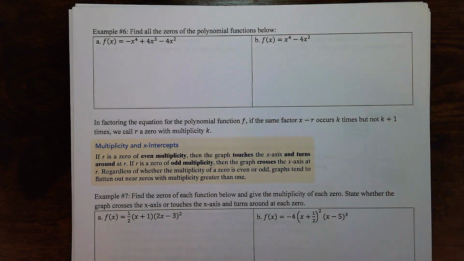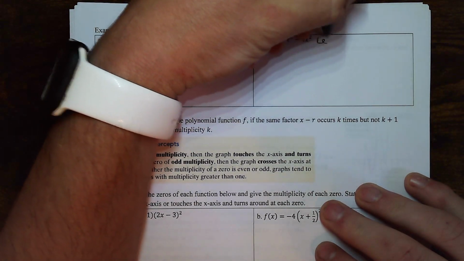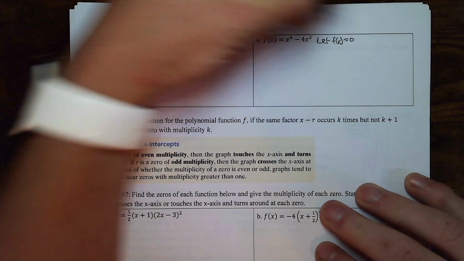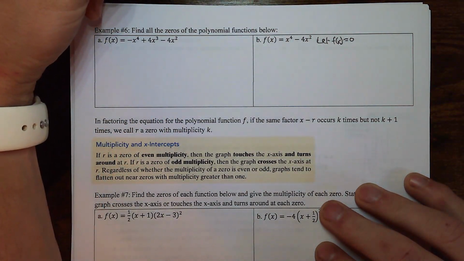All right, so let's do some more finding zeros. Finding zeros, we can do it by factoring, and we can also do it graphically. To find the zeros, we're going to let f of x equal 0. We're going to look at this expression on the right and see how we could attack this.